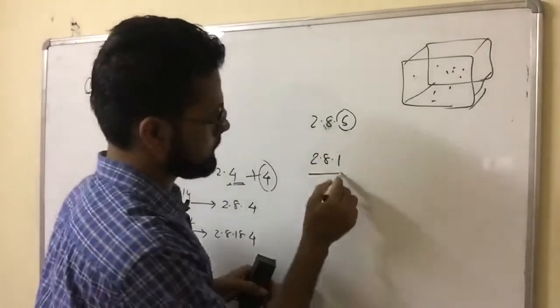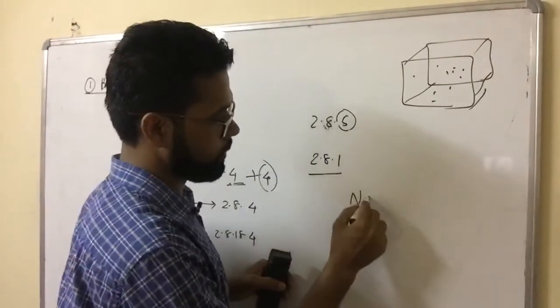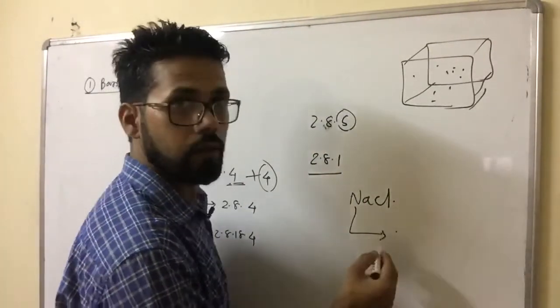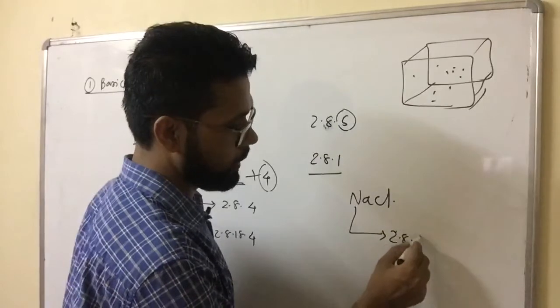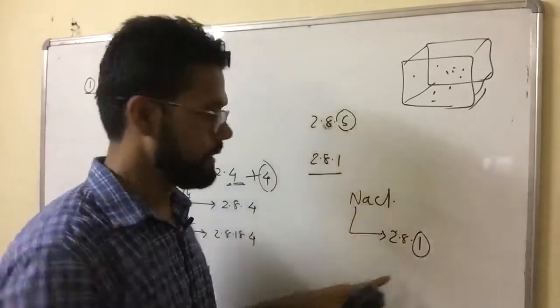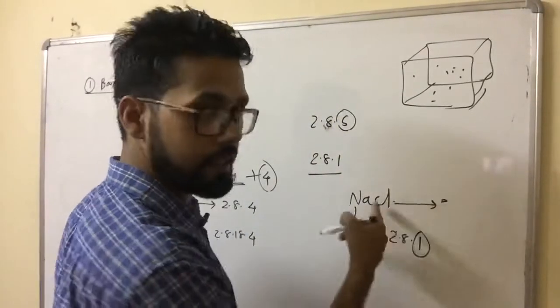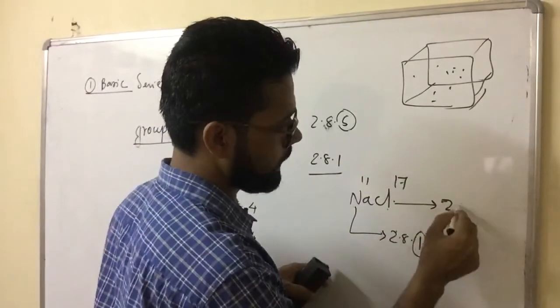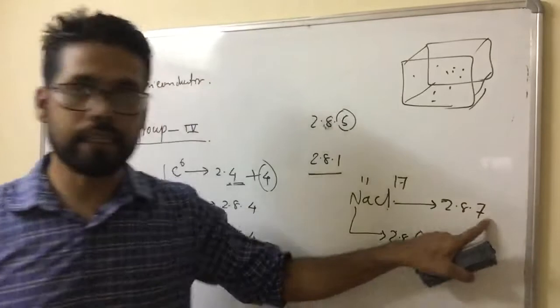If you want to understand, suppose sodium chloride. What is the atomic number of sodium? 11. 11 means 2, 8, 1, which is less than half fill. And chlorine is 17, so chlorine is 2, 8, 7. So this is greater than half fill.